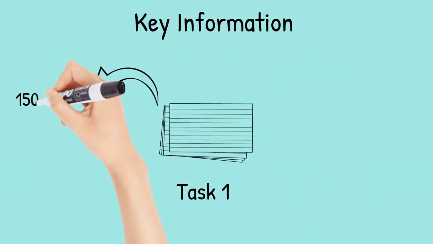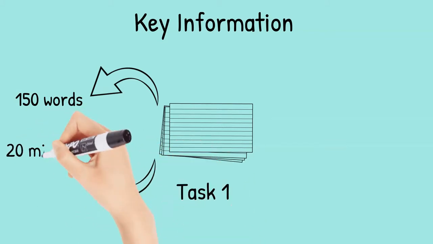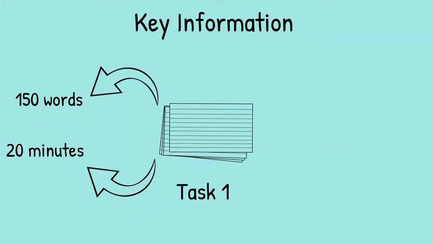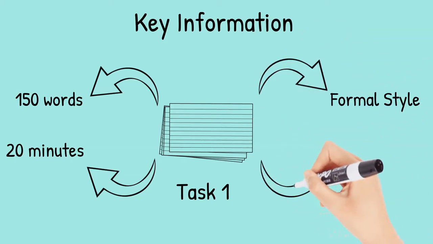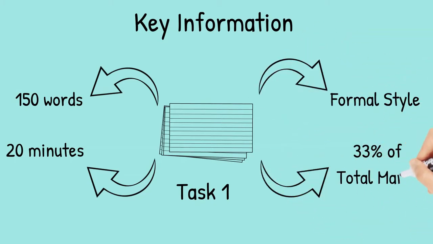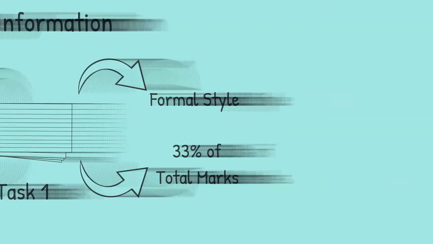You're required to write 150 words or more. If you write less than 150 words, you're unlikely to get more than a band 5 for task achievement, as you won't have fulfilled the marking criteria. You have around 20 minutes to plan and write your essay. You should use a formal style of writing. Task 1 contributes half as many marks to your score as Task 2. So Task 1 is worth 33% of the total mark in the writing test.